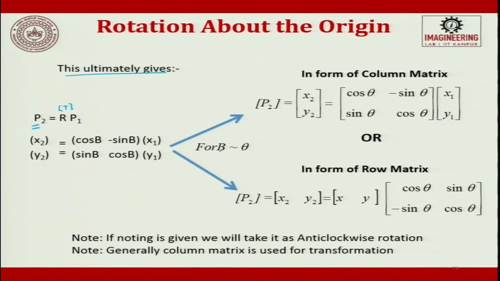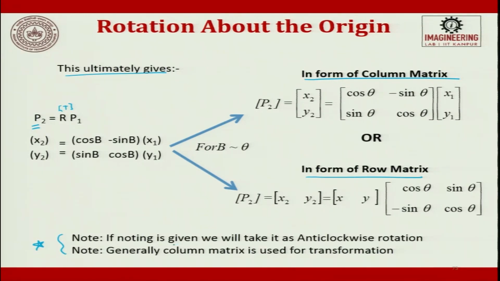So, for b approximately equal to theta, we can have two things. If you want to express it in the column matrix form, P2 will be equal to x2 y2, that is nothing but cos theta, minus sin theta, sin theta, cos theta, into x1 y1. If you want to write it in a row matrix form, then it becomes P2 equal to x2 y2, so x y, and then the matrix is written like this. Note, these two are very important.